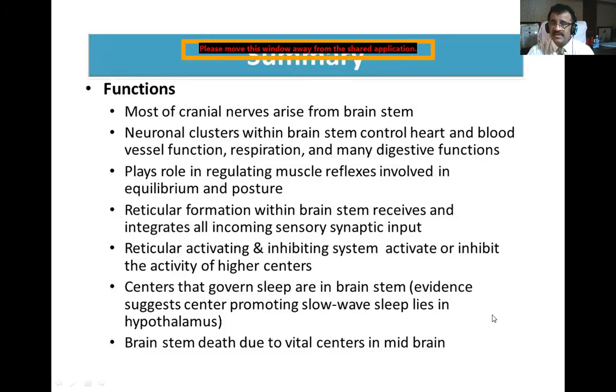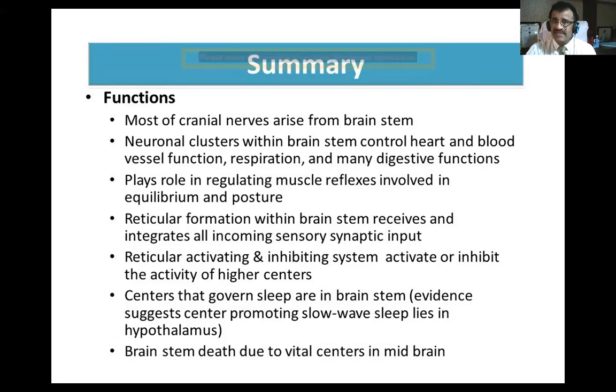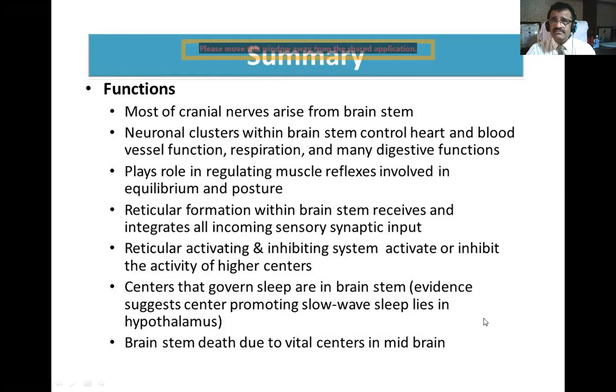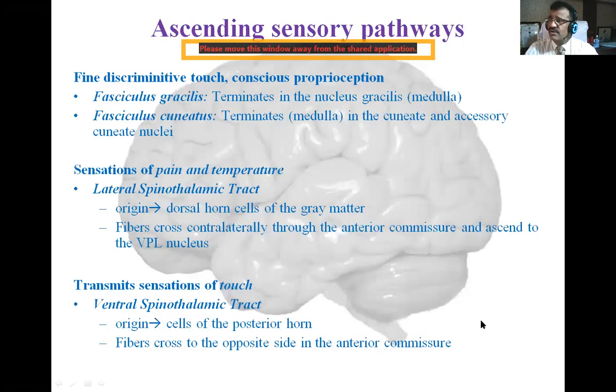Centers that govern sleep are in the brainstem. Brainstem death is due to vital centers in the midbrain. So brainstem or brain death is due to vital centers, because the medulla oblongata is the most important part amongst all these three. Sudden death can take place due to injury to your medulla oblongata. And my dear students, we have already studied different functional centers like the reticular formation earlier. You can see some physiological aspects of the midbrain here.